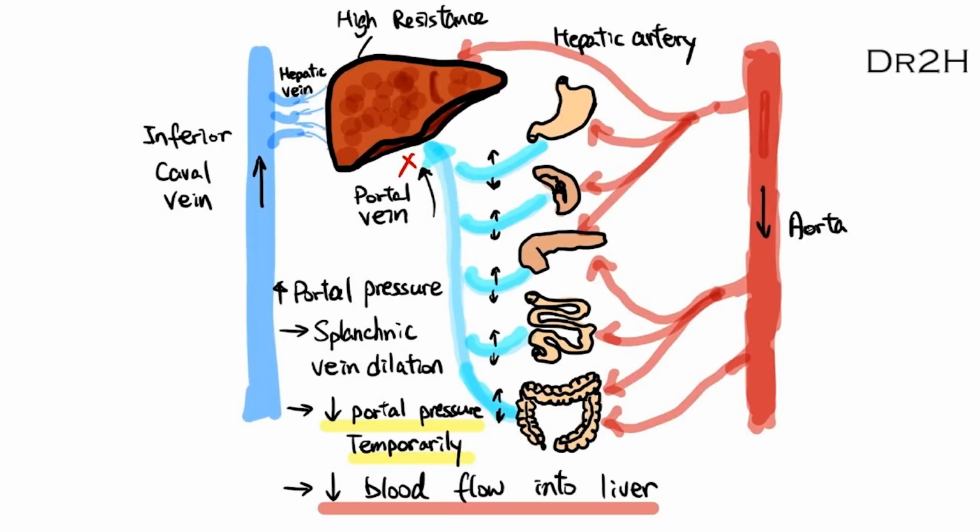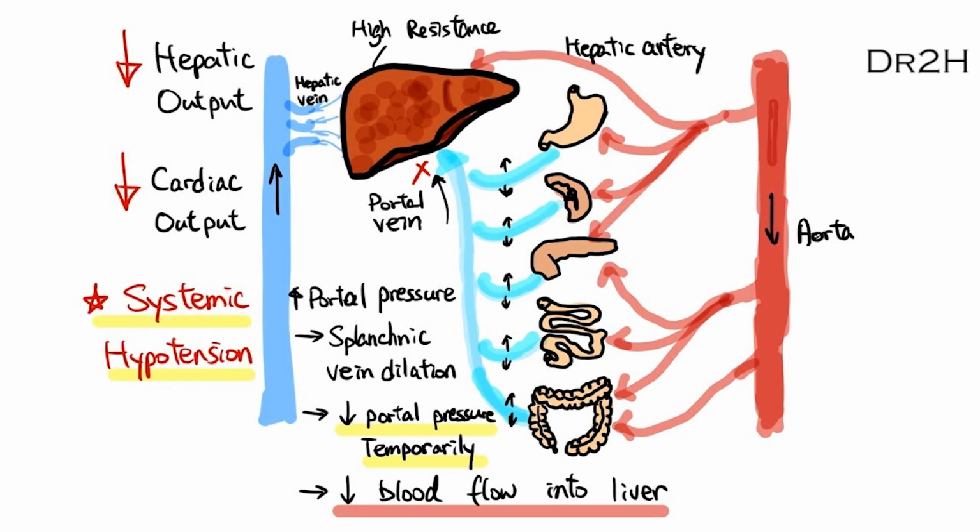High portal venous pressure will trigger splenic veins to dilate to reduce the portal pressure temporarily. However, vasodilation creates lower resistance to forward blood flow into the liver, and the lesser blood flow into the liver causes decreased blood outflow from the liver and decreased venous return. Lesser venous return to the heart decreases cardiac output and leads to systemic hypotension.